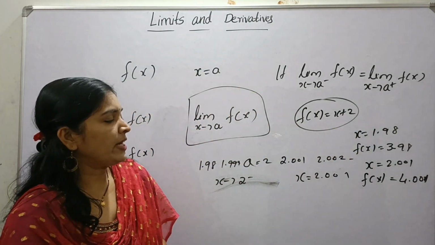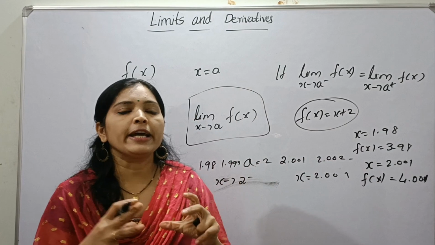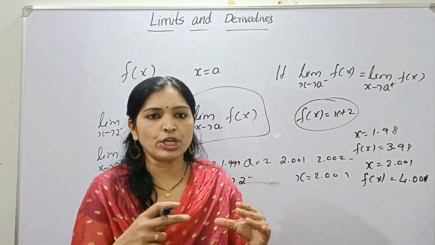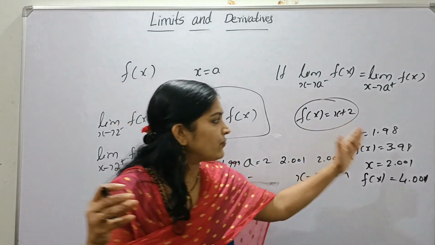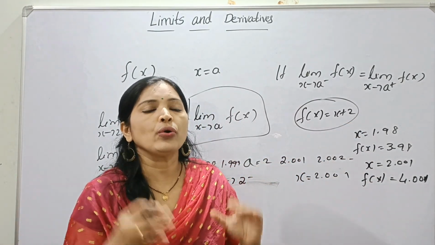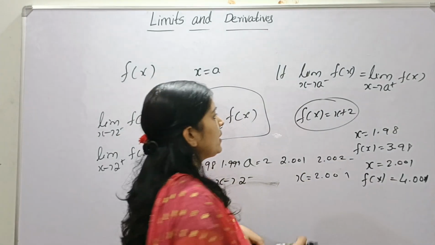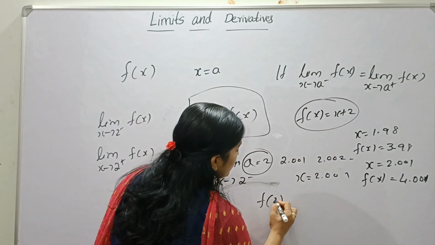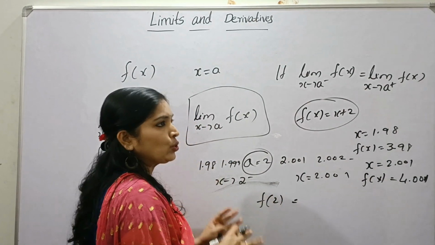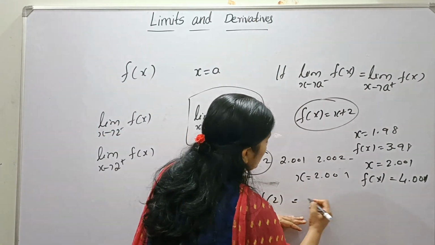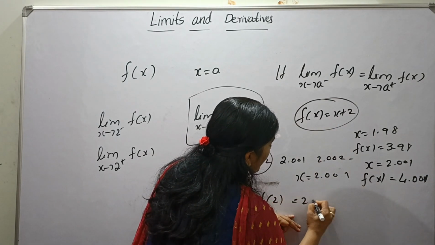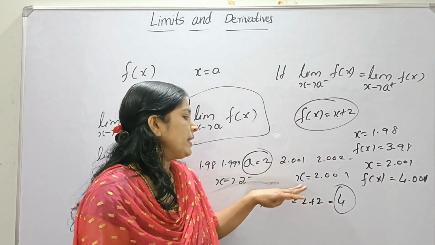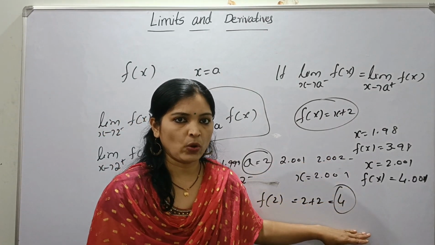Okay, see here what is the change? See, it is nearby values, right? So these values are close to 4, right? See here, if we take f of 2, what is f of 2? When x is equal to 2, what is the value of f of 2? That is nothing but 2 plus 2, that is 4, right? So here we have got f of 2 is equal to 4, okay?